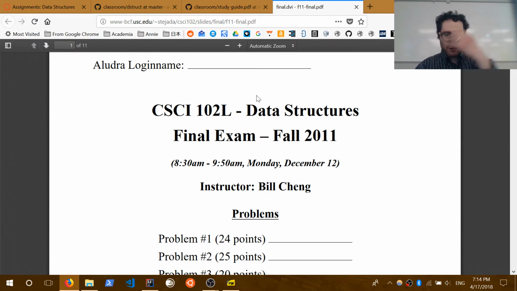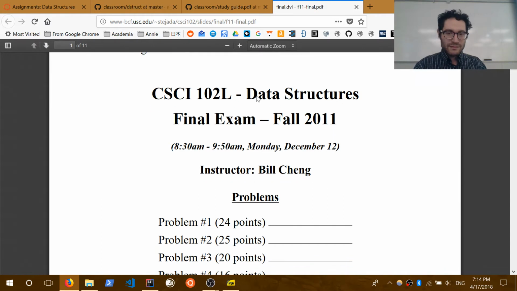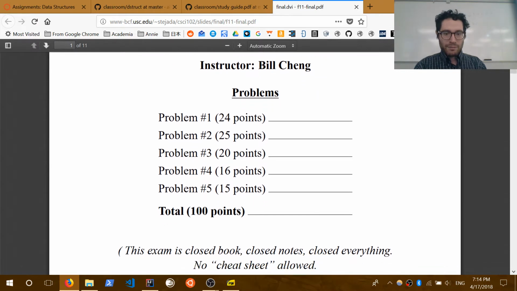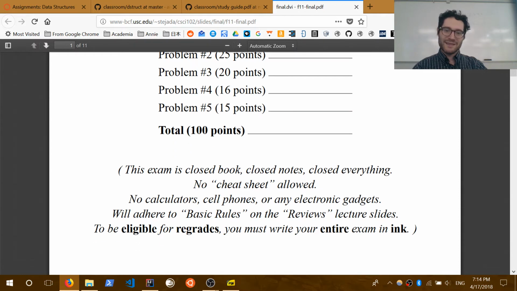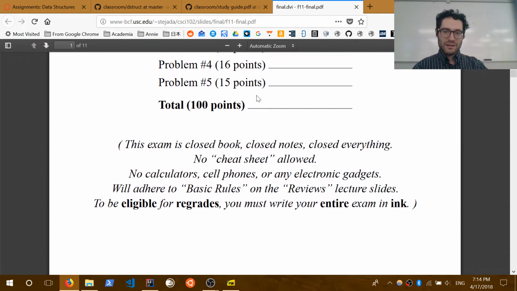CSCI 102L data structures. Now some of them have gone over topics we will not have encountered. So if it sounds completely foreign to you, it probably is. Okay? This exam had a bunch of problems. This exam is closed book, closed notes, closed everything. Ours will be open everything. So yeah, open book, open notes. Honestly, don't waste your time with open book. Bring in notes.